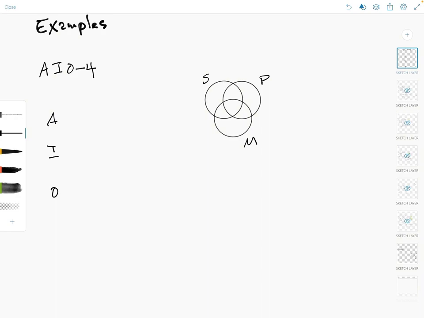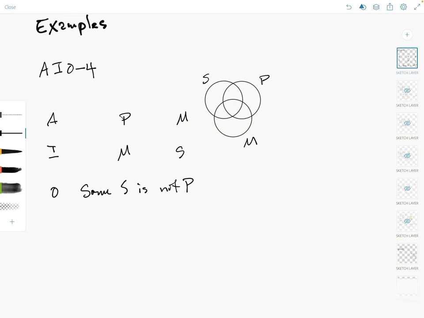So we have A, I, O. The O is going to be some S is not P. Where do the M's go? They go in this shape. So that shape, right? Okay. Major term goes in the major premise, minor term in the minor premise.